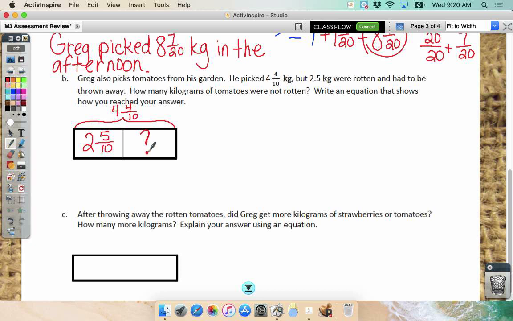So somebody said we're going to subtract. You agree? Yes. Okay, so 4 4/10 minus 2 5/10. Subtract the whole numbers. Okay, let's write it down. 4 4/10, wait, you can't do that, minus 2 5/10.